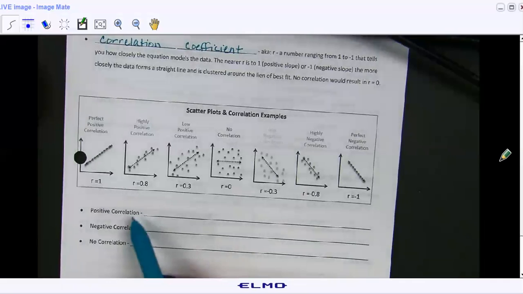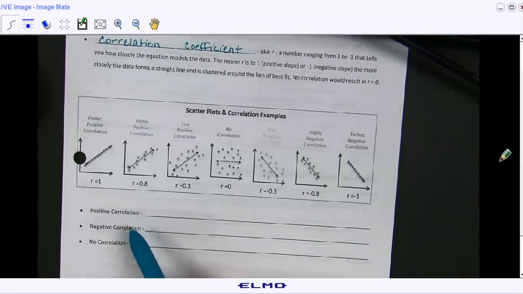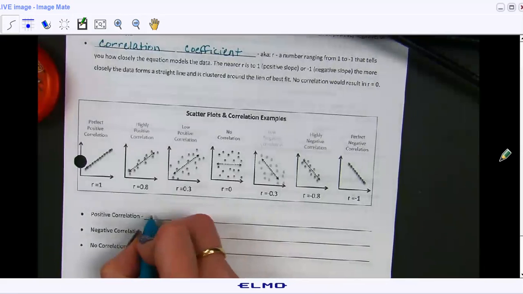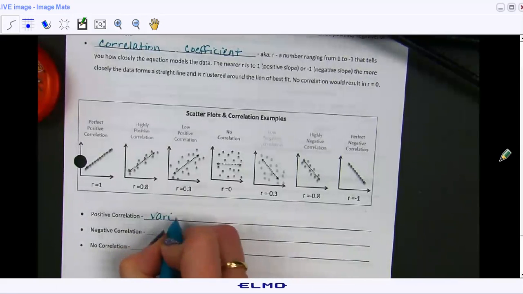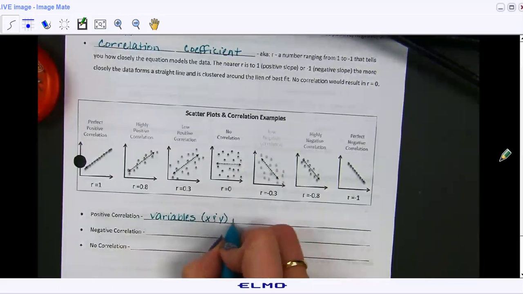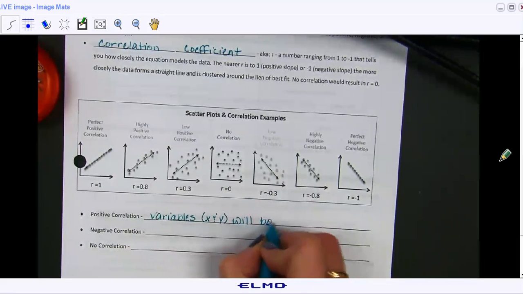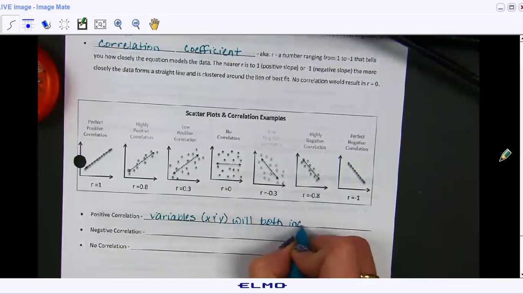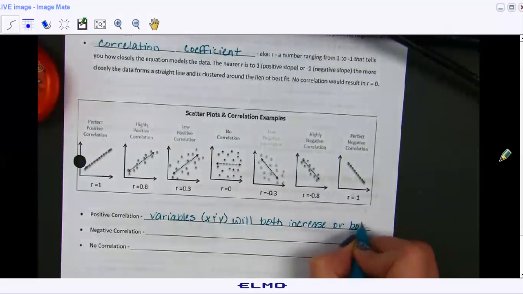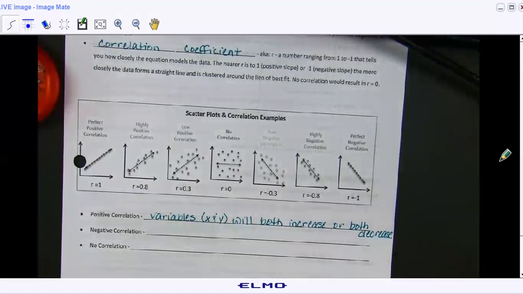So looking down here, if we have a positive correlation, that means our variables, which could be represented as X and Y on a graph, will both increase or both decrease. Okay.